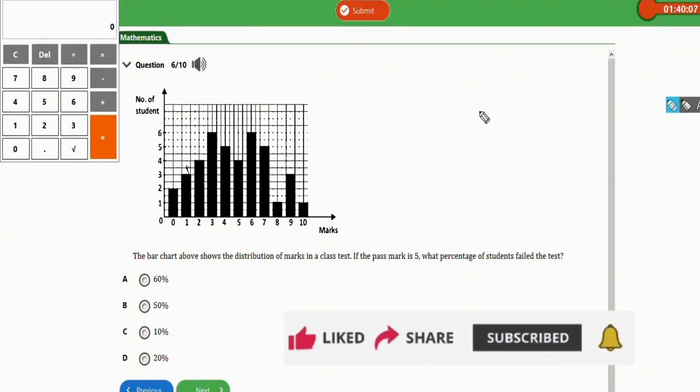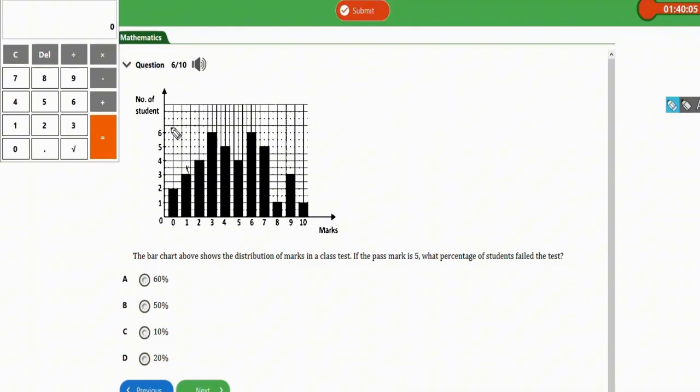The percentage of students that failed the test. So from this bar chart we have the pass mark is 5. So anybody that scores below 5 basically failed the test. From this bar chart we are going to get the number of failures. Let's begin to count from marks 4 and below. So we're looking for percentage of students. Since the horizontal axis is for the marks, the vertical axis is for the number of students.